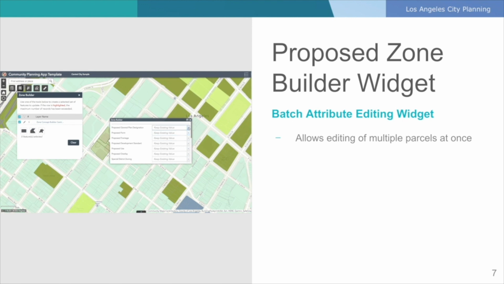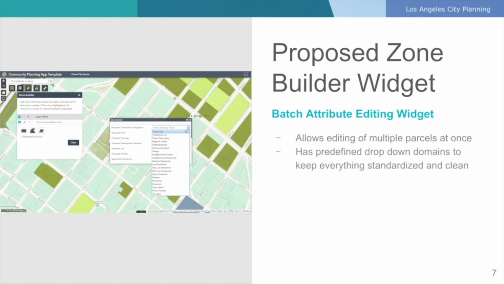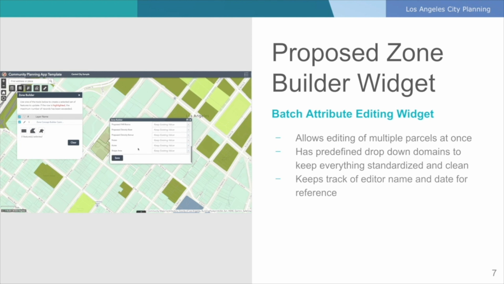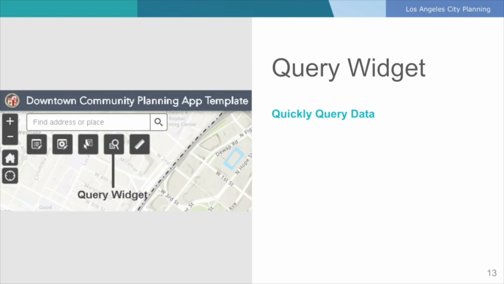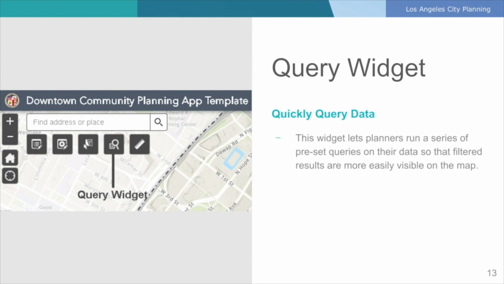Using dropdowns with domains helps keep everything nice and neat. The Zone Builder layer settings also help us keep track of who edited which parcels, as well as a date for reference. The Query widget allows planners to run preset queries against their data, which generates a new layer with the results, which is visible in the layer list.